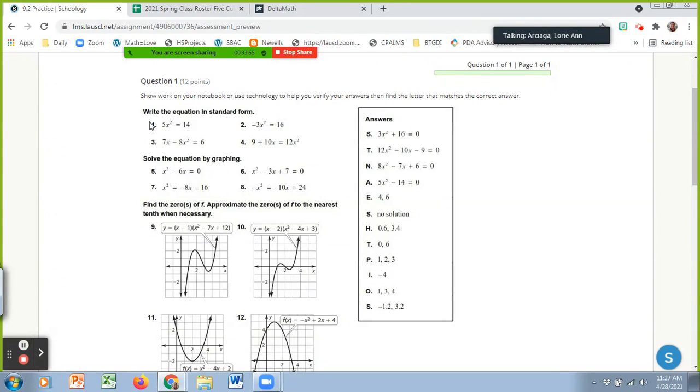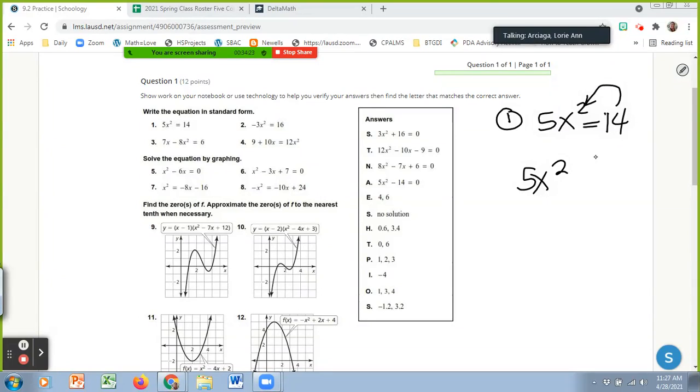So for number one, it says write the equation in standard form. In other words, you're matching these equations with its other version in the answers, which I think can be found in the first four also, right? Standard form means the right-hand side must be 0. So if I use number one as an example, all you need to do is move this guy over.